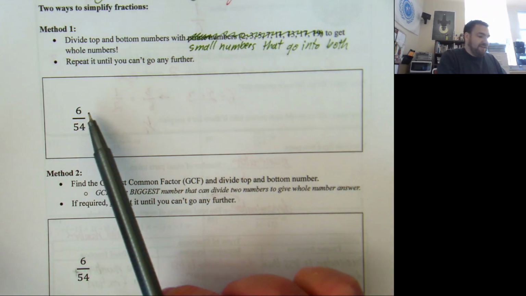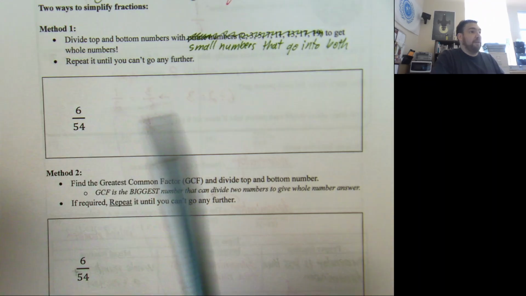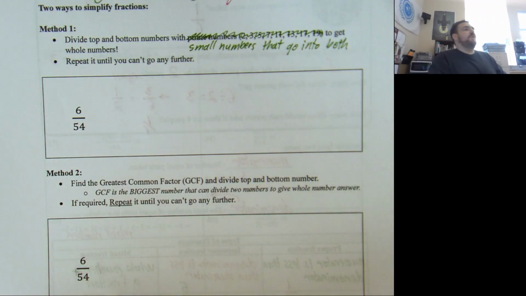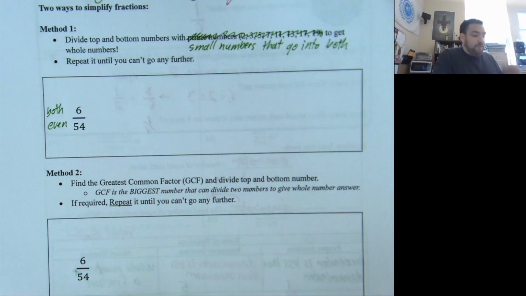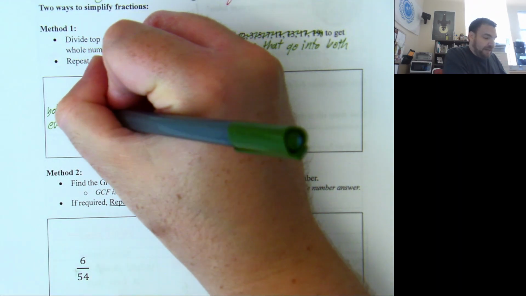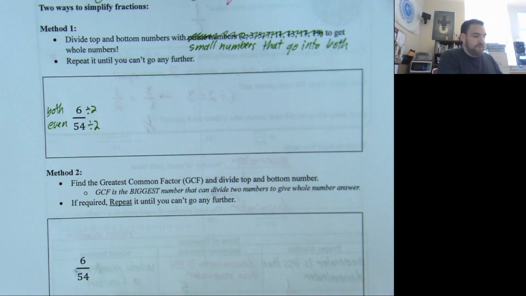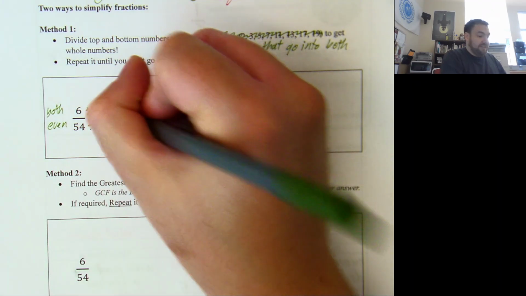6 and 54 have something in common. What do 6 and 54 have in common? Was that Liam? 2. How do you know? They're both even. So because they're both even, that means they're both divisible by 2. The 6 is easy. 6 divided by 2 is a small multiplication. What is it? Someone said 3. 6 divided by 2 is 3.